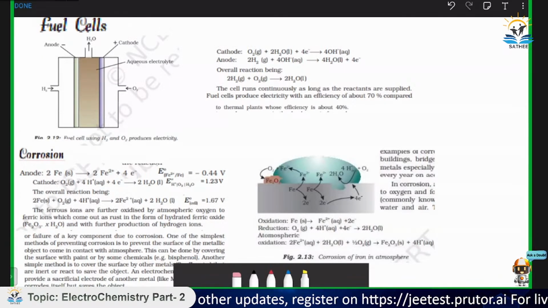The fuel cell they discussed in the NCERT is your water fuel cell. This was used in the Apollo 11 or 12 spacecraft. So that's the cell, those are the cathode and anode reactions. At the cathode, your O2 plus H2O gives 4OH minus. At the anode, your hydrogen gets oxidized into water. The cell figure is not that much important.